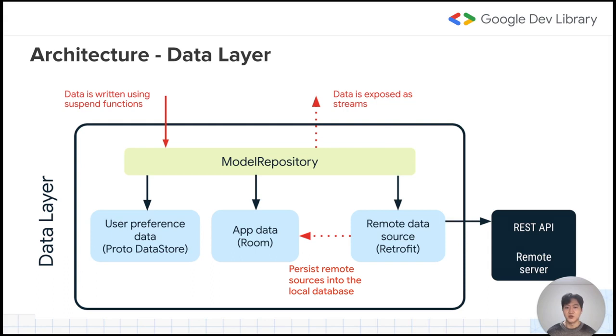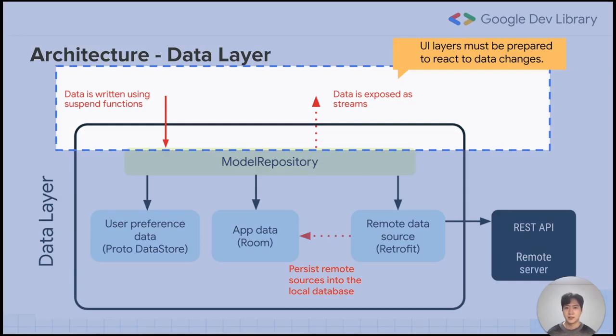Now let's look into the data layer. The data layer consists of multiple repositories which execute business logic, such as performing queries in a local database, fetching remote data from the network, and integrating them into a single source of data. One of the responsibilities of the repository is to expose the business data as streams outside to allow other layers to observe the data, such as the UI layer.